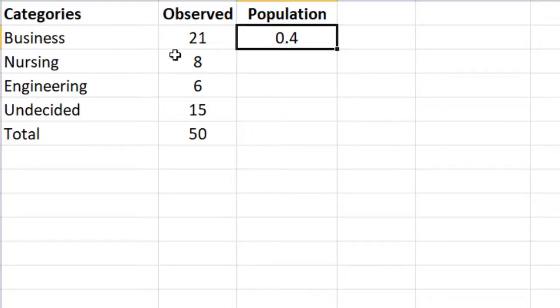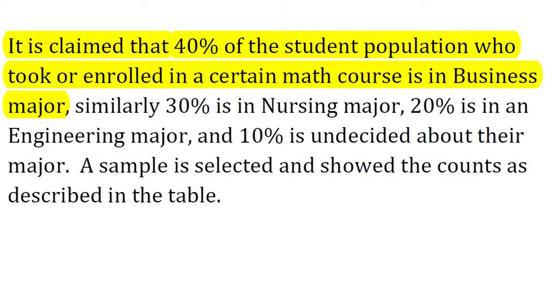It's claimed, so it's only right now a claim, that the proportion of business major in this population of students is 40% or 0.4. Then continuing further into the description of our problem, let's one more time have a look. Similarly, 30% is in nursing major, and now I have all these numbers to be filled into the table. So 30% is in nursing major, 20% is in an engineering major, and 10% is undecided.